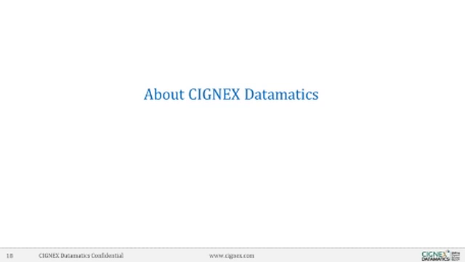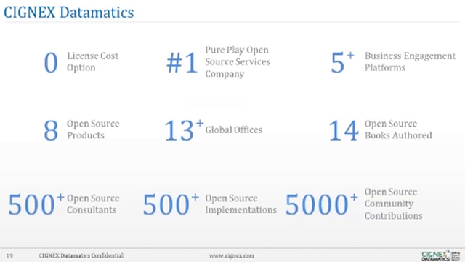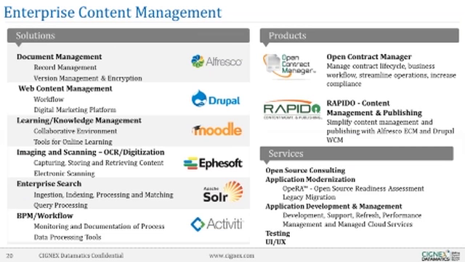We are a pure play open source consulting company based in Silicon Valley for the last 14 years, with over 500 plus open source implementations. We've helped clients address business goals, increase business velocity, lower the cost of doing business, and gain competitive advantage. As part of our thought leadership and community contribution initiatives, we have authored more than 14 open source books and made over 5,000 community contributions. We are spread globally with over 13 offices and counting.